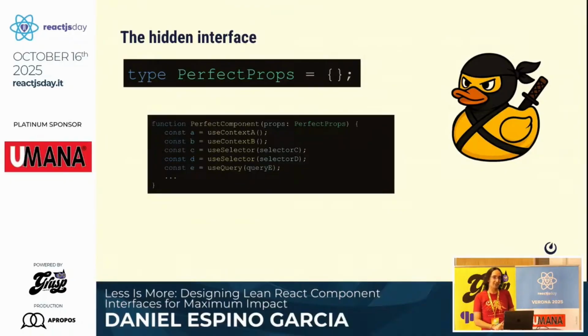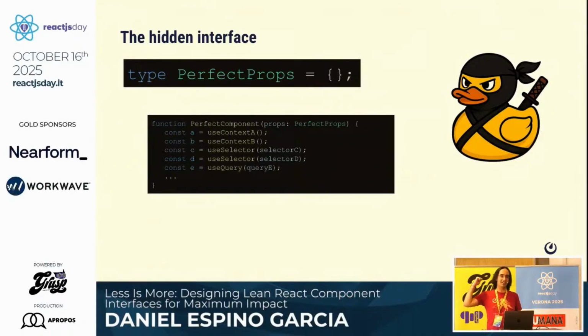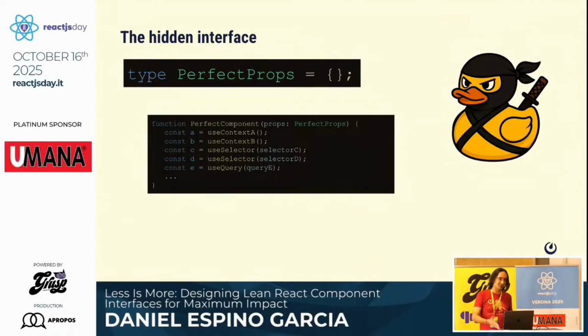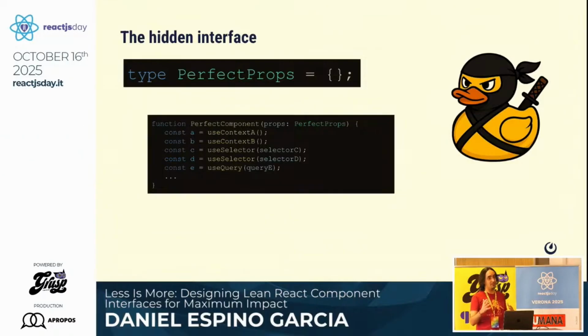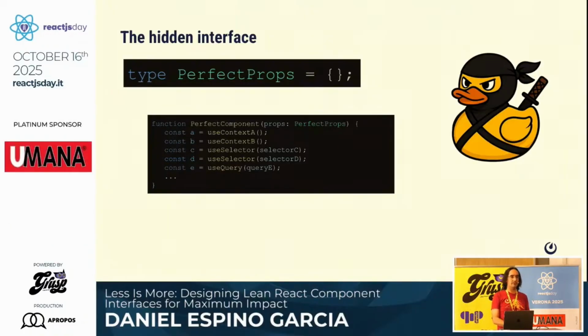Like, yeah, we don't have any props, but we are getting a lot of stuff from the context. We are getting a lot of stuff from the state. We are getting a lot of stuff from the queries. So I'm not telling you not to use context, not to use state. What I'm telling you is that this is also an interface, and you have to keep it in check as much as possible.